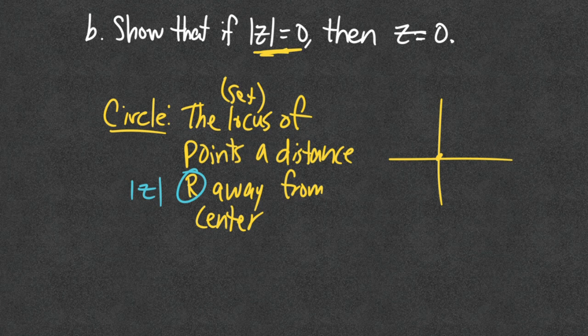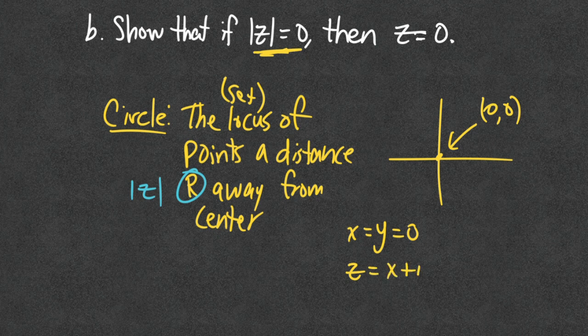Okay, and the set of all points a distance of 0 away from the origin is just the single point, which is the origin. Which means x and y both equal 0, which means the complex number z, which is x plus iy, is going to be 0 plus i0, and because of the way multiplication and the complex field works, is defined to be the 0 element. That's part B.